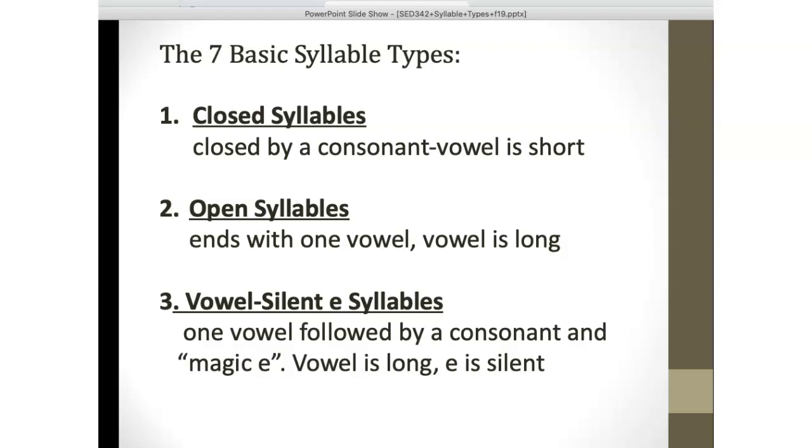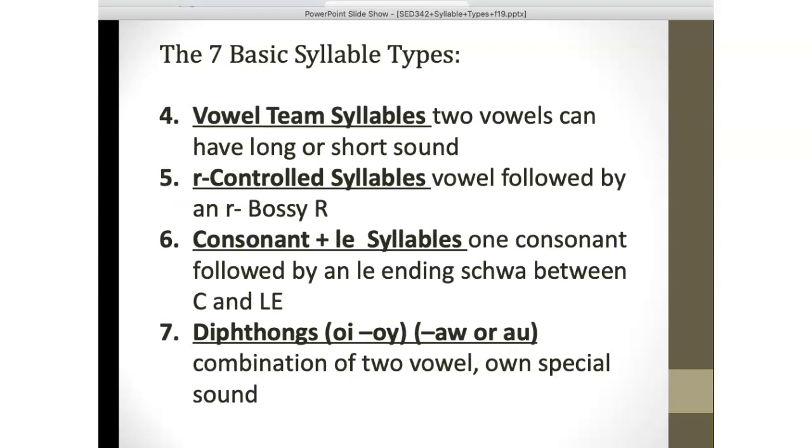A vowel silent E syllable, sometimes called the magic E, is one vowel followed by a consonant and a magic E. So in words such as cake, the A is long. It's a vowel, consonant, silent E syllable. Bike, I is long. I think you get the idea.